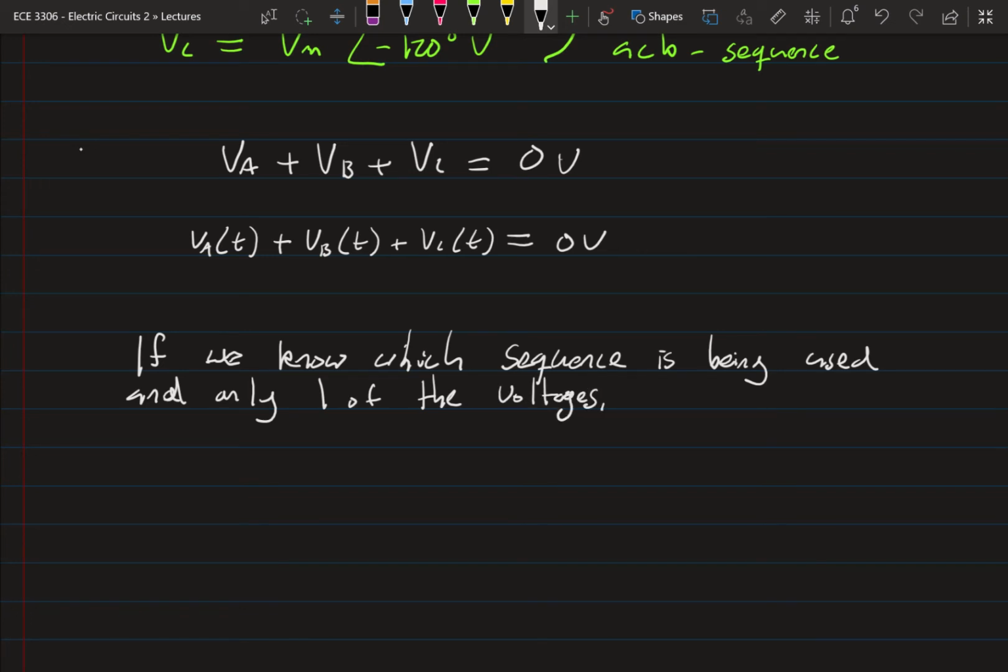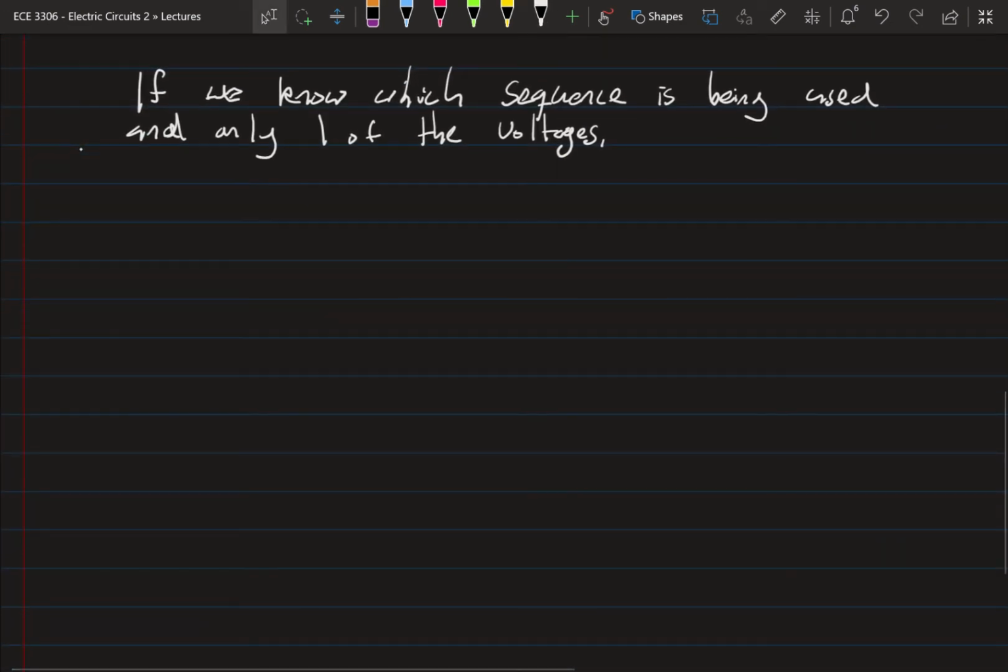All we need to know is what sequence is being used and one of the voltages, and we can figure out everything else that we need to know about our circuit.